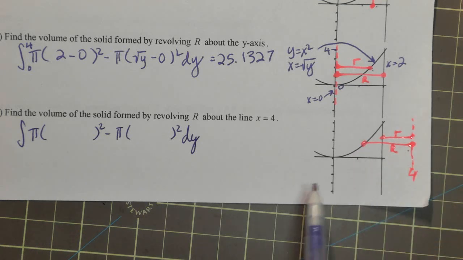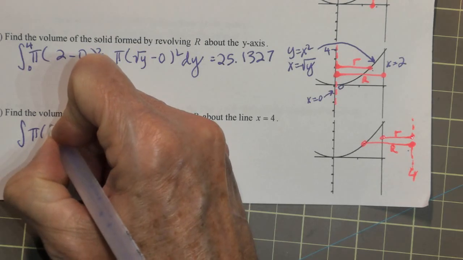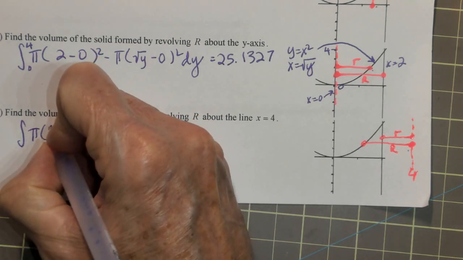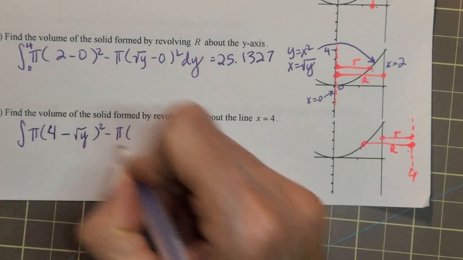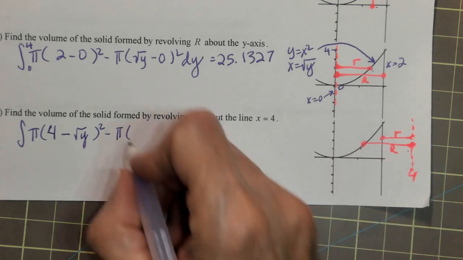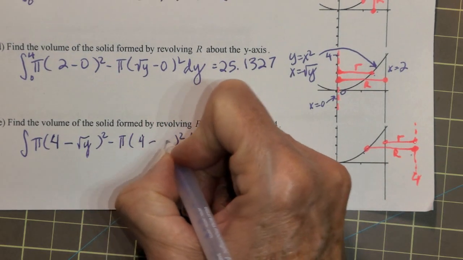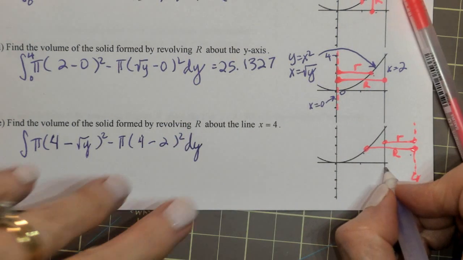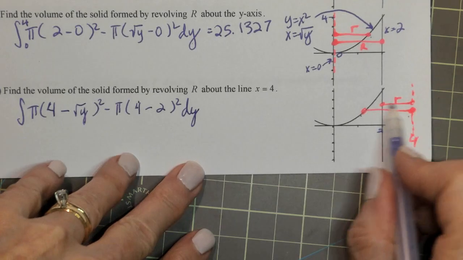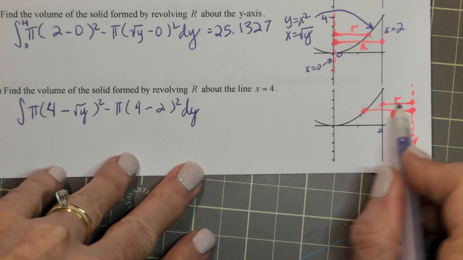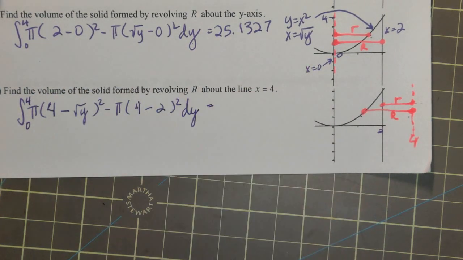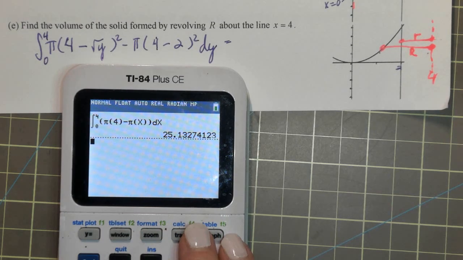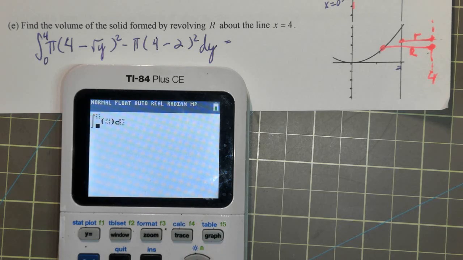So right is 4, minus left is the square root of y. Right minus left for the little r is 4 minus 2. Remember this is x is equal to 2. And remember that this is a distance, and the distance between 2 and 4 is 2, yeah? And we're still going from 0 to 4.